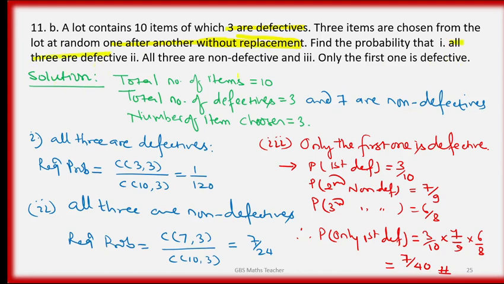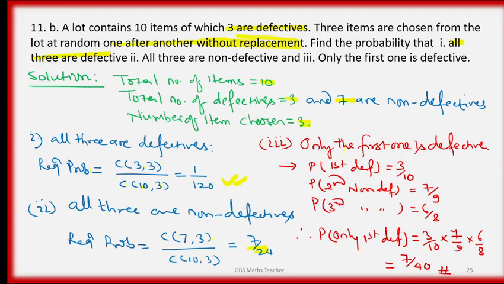So the solution: total number of items 10, defectives 3, non-defective are 7, number of items chosen is 3. Now for all 3 defective, the required probability is 3C3 by 10C3, that will be 1 by 120. All 3 non-defective means out of 7, 3 are chosen, out of 10, 3 are chosen, that's why it will be 7 by 24.